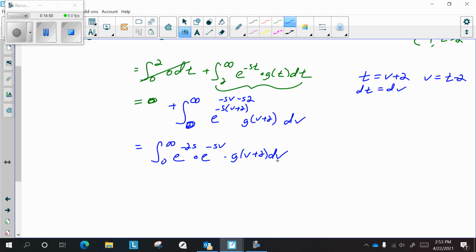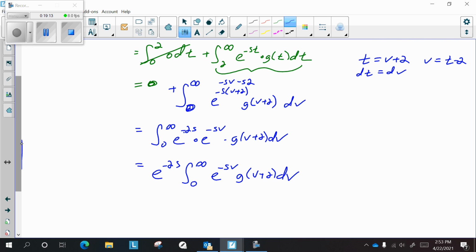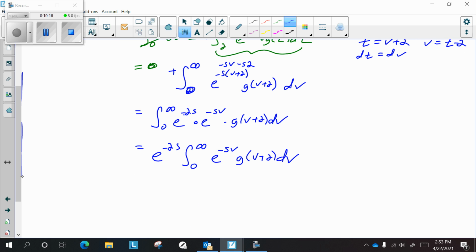Now keep in mind our variable is v. So s is a constant in terms of our integral, so we can pull e to the negative 2s out front. This will be times the integral from 0 to infinity of e to the negative sv times g of v plus 2 dv. Let's make an observation. Let's call g of v plus 2 just f of v. That's just a mapping from one function to the other, where basically we've shifted over a little bit. This is just a horizontal translation to the left 2 units. So we can replace g of v plus 2 with f of v.